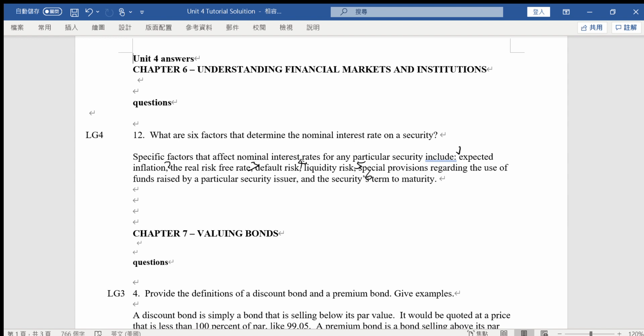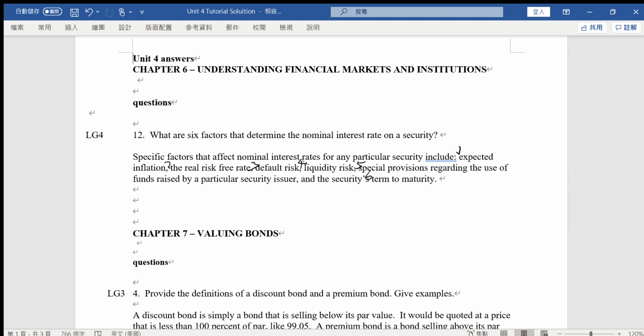Okay, the fourth one is the liquidity risk, and for this one it will be the opposite. Why? Because if the security is illiquid or not so easy to convert into cash, then simply, they will ask for a higher nominal interest rate. On the other hand, if it is a highly liquid asset, then the required nominal interest rate will be lower. That's why they are inversely related.